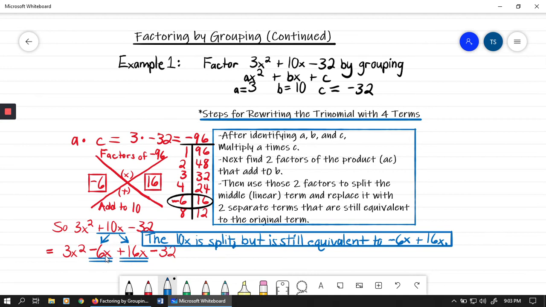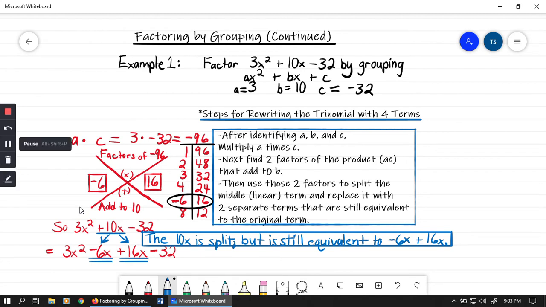Again, if you had to go backwards now and combine these two like terms, we would see that they are indeed equivalent to 10x. Alright, so now that we've got it written with 4 terms, what we want to do is now we can actually factor by grouping. So that's what we're going to do.